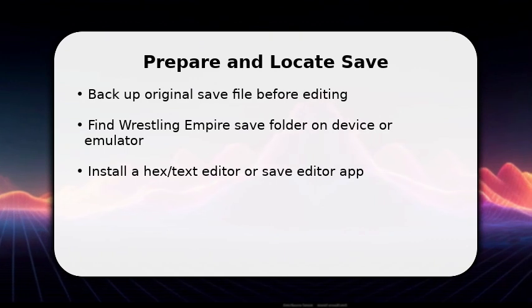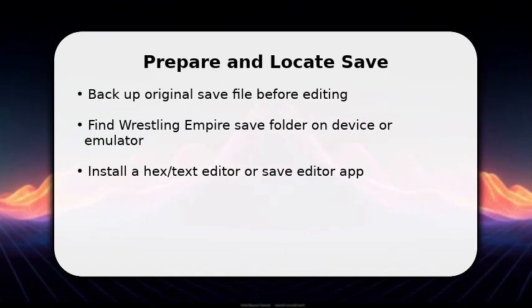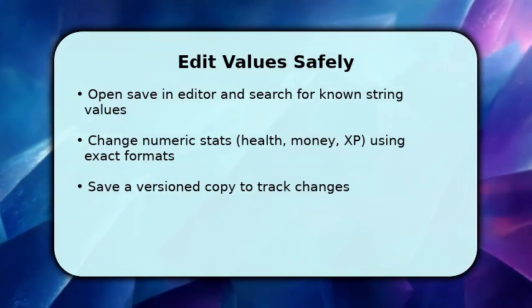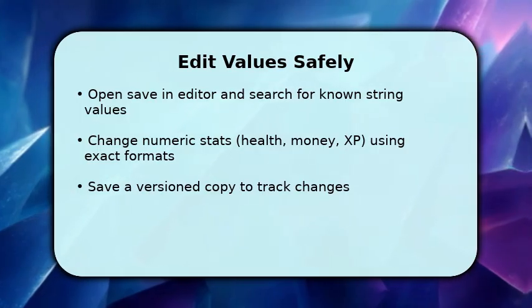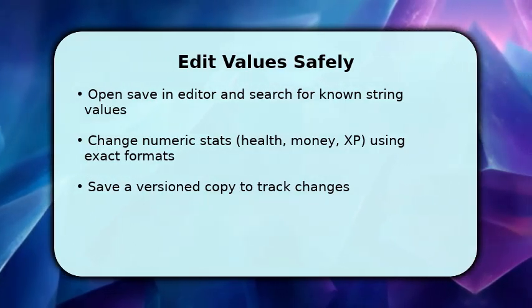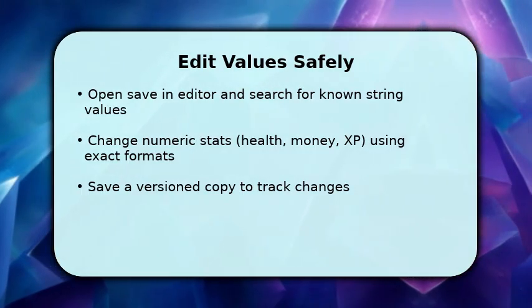You now open the copy in your editor and search for clear identifiers like wrestler names or obvious numeric values. Once located, change stats by editing numbers exactly as formatted. Maintain leading zeros or decimal placement. Make incremental edits, then save each iteration under a new file name so you can revert if something breaks.